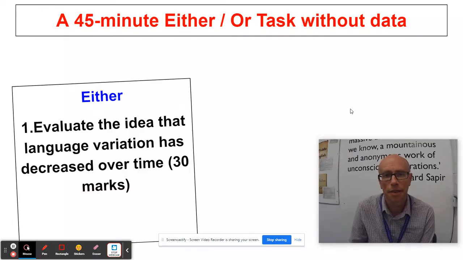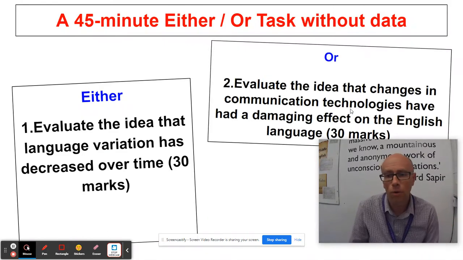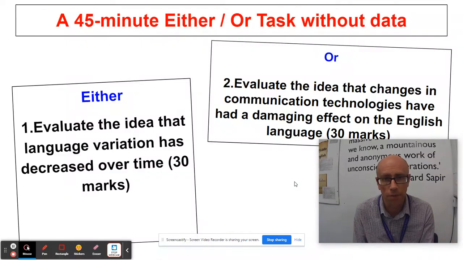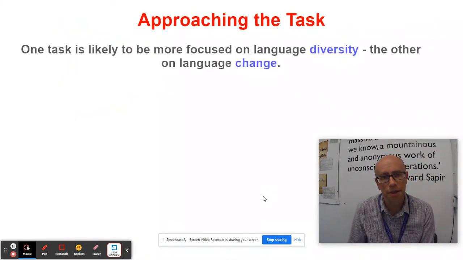Now, this is the 2019 exam, so either evaluate the idea that language variation has decreased over time, or evaluate the idea that changes in communication technologies have had a damaging effect on the English language. And you'll notice that the mark is out of 30, that mark is then doubled to 60, and the total number of marks that you get on the AQA is 500. So this, even though you're only spending 45 minutes on it, it's got quite a high premium, and it's worth more than the whole of your language investigation that you sweated blood over, and also the whole of your original writing.